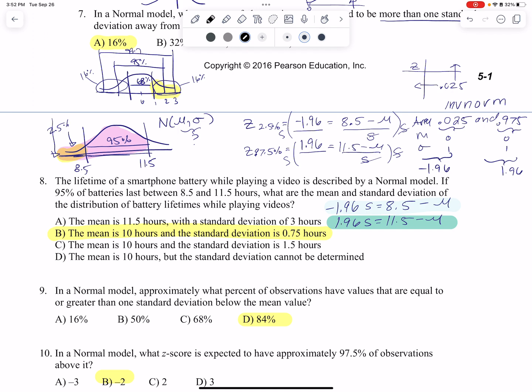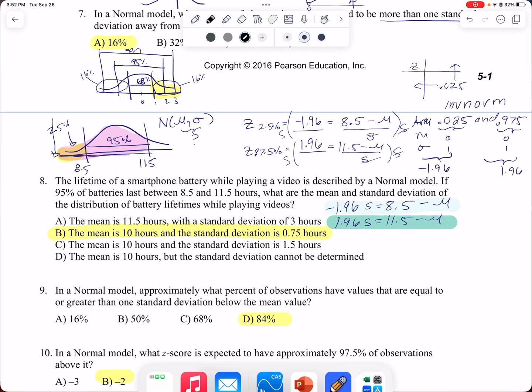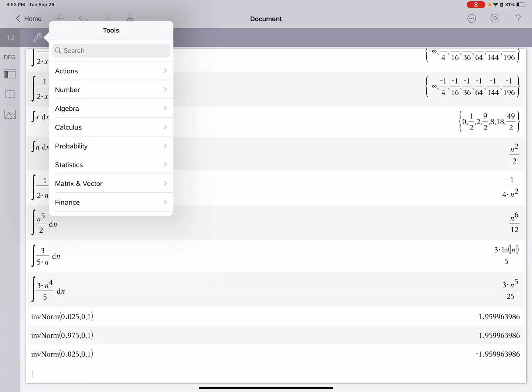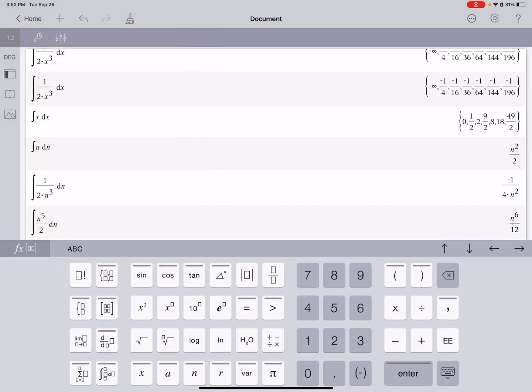Except I'm just going to make it easy for us. Instead of s and m, I'm going to use x and y. So I'm just going to type those into my calculator. So bring your calculator up and go menu. You're going to go to algebra, solve.